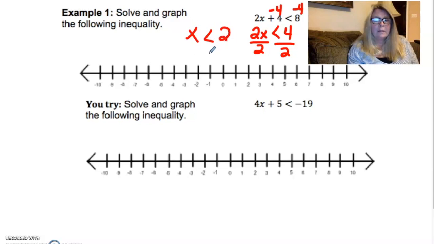No equal to sign. So you go on your number line to 2. Because 2 is not a solution, 2 is not less than 2, you have to leave a hole right there. 1.99999 is a solution, but not 2. So we do leave an open circle right there. It's kind of like a hole. Less than, these are the numbers to the left that are less than. It goes on forever. Anything to the left is less than that. Okay, you do the Try while I pause.